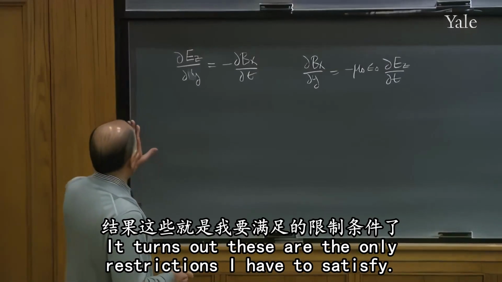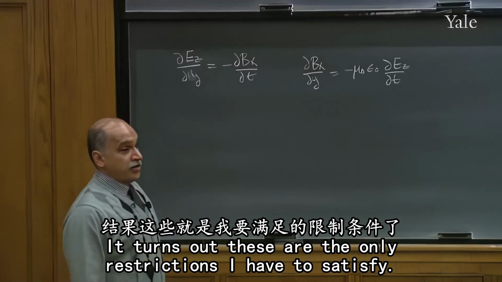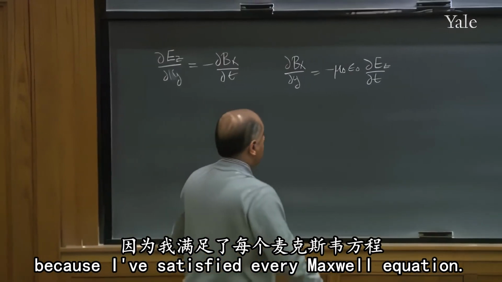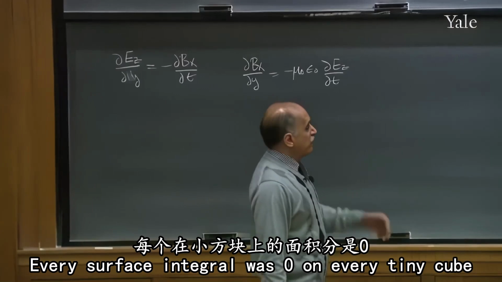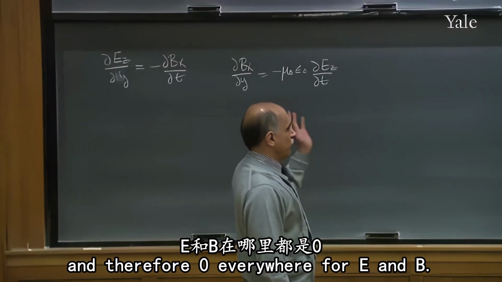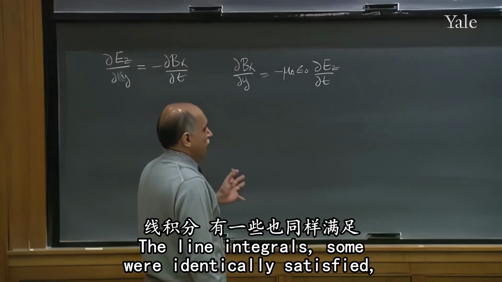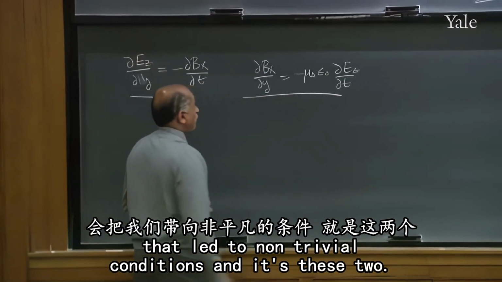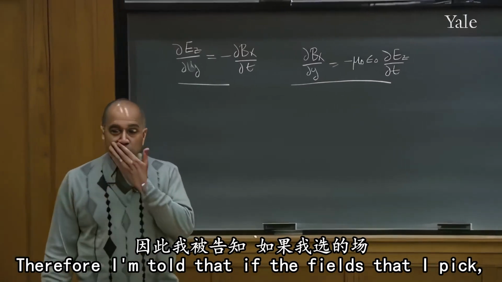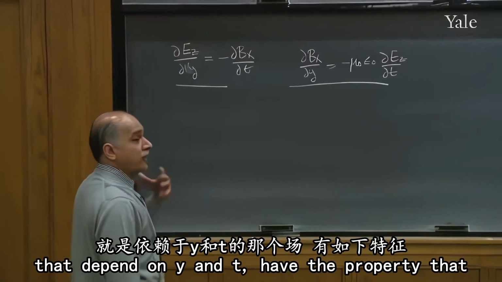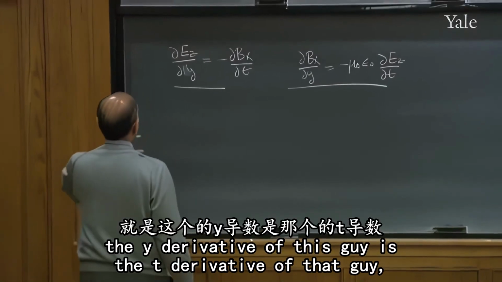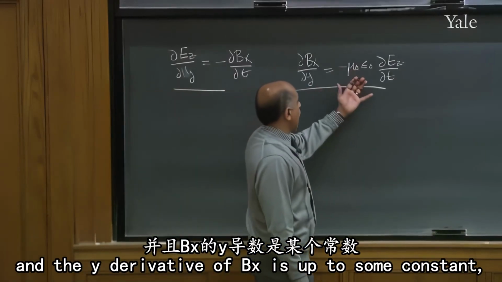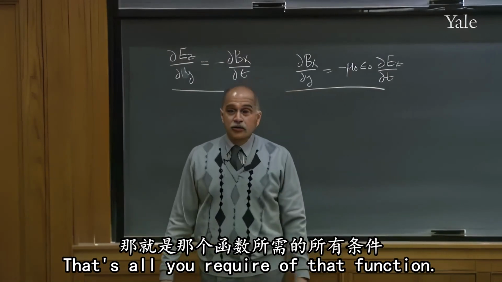It turns out these are the only restrictions I have to satisfy. If this is true of my fields, I'm done because I've satisfied every Maxwell equation. Every surface integral was 0 on every tiny cube and therefore 0 everywhere for E and B. The line integrals, some were identically satisfied, some were 0 equal to 0. There were some that led to non-trivial conditions, and it's these two. Therefore, if the fields that I pick that depend on y and t have the property that the y derivative of this one is the t derivative of that one, and the y derivative of Bx is, up to some constant, the minus t derivative of the other one, you're done. That's all you require of that function.